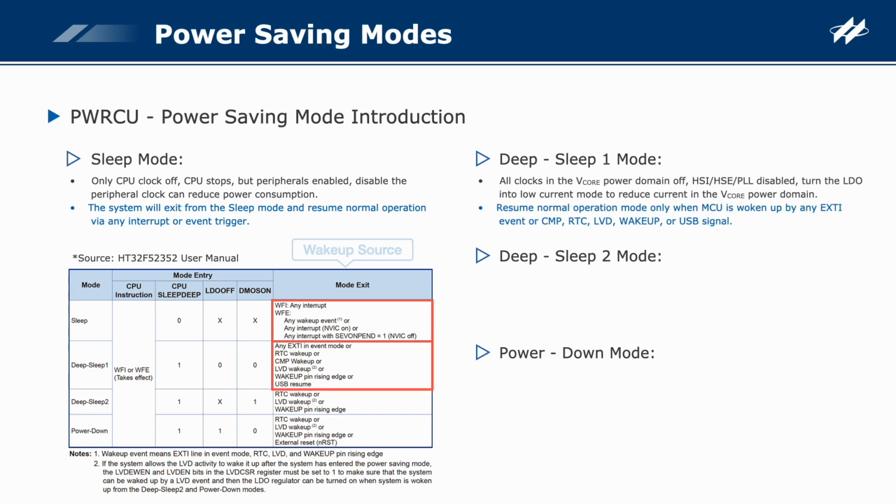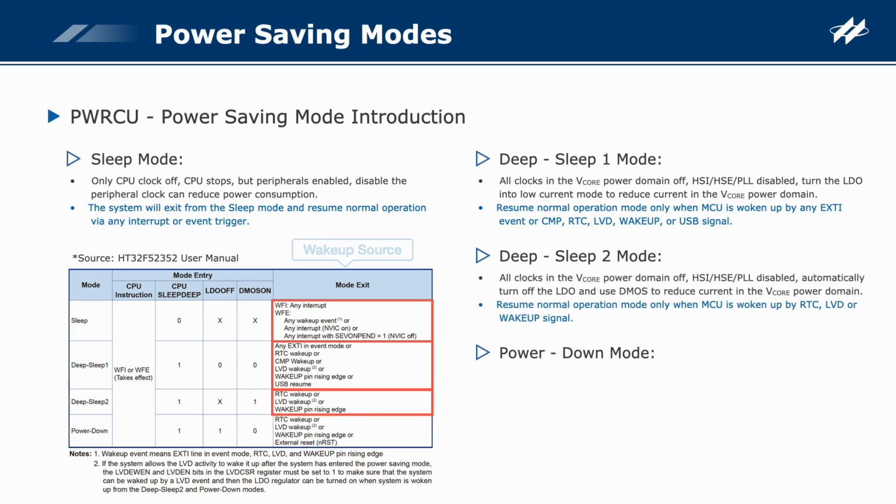In the Deep Sleep 1 mode, all clocks in the V-core power domain are off, HSI, HSE and PLL are disabled. The high-speed oscillator stops oscillating. Turn the LDO into low current mode to reduce current in the V-core power domain. The MCU exits this mode via any EXTI event or comparator, RTC, LVD, wake-up, USB, etc. signals to resume the normal operation mode.